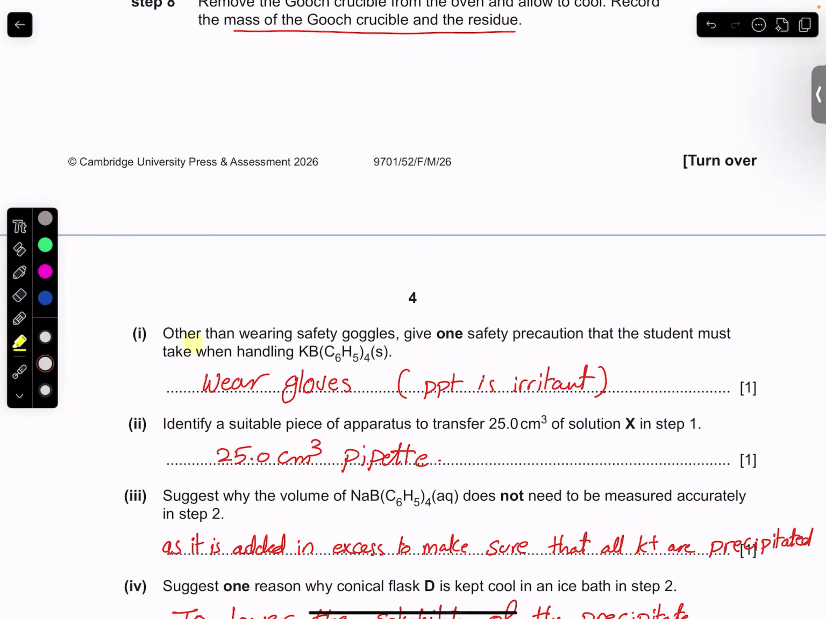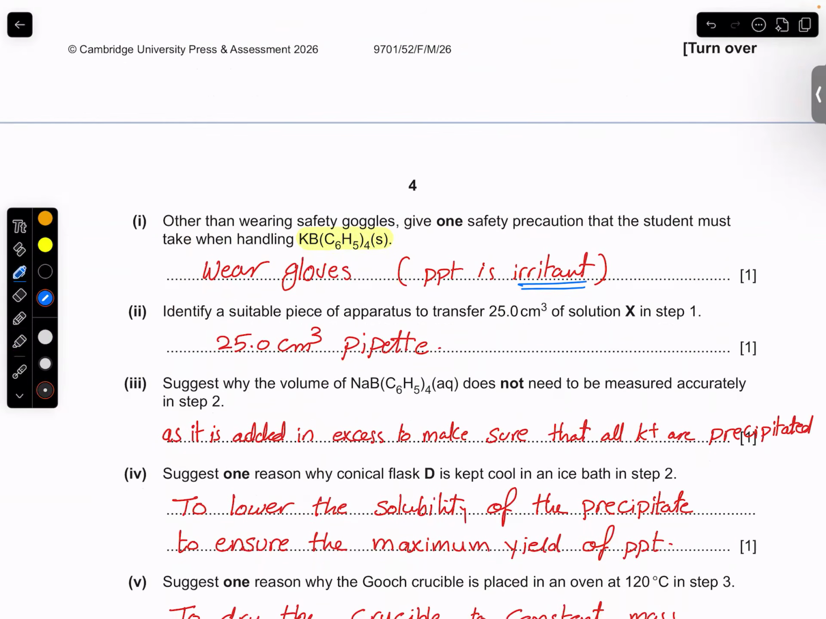The first question: other than wearing safety goggles, give one safety precaution that the students must take when handling this precipitate. He said that this precipitate is irritant. So it may harm your hands, for example, or your body, so it's better to wear gloves. So wearing gloves is one of the other safety precautions that you have to take into consideration.